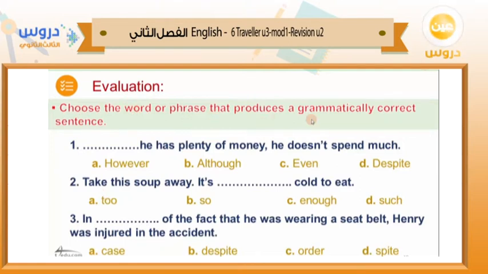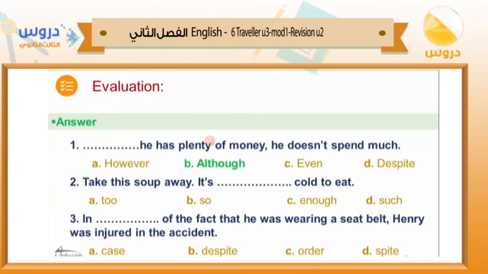Now we have some words from the text, so let's remember to choose the word or phrase that produces a grammatically correct sentence. One, we say, however he has plenty of money, although he has plenty of money, even he has plenty of money, or despite he has plenty of money. And of course, the first one goes for: although he has plenty of money, he doesn't spend much. You remember, we're just now offering you a revision class.